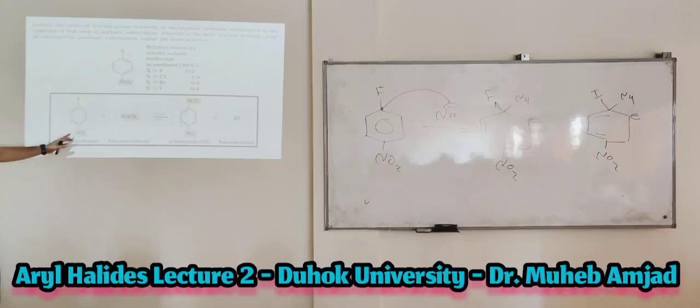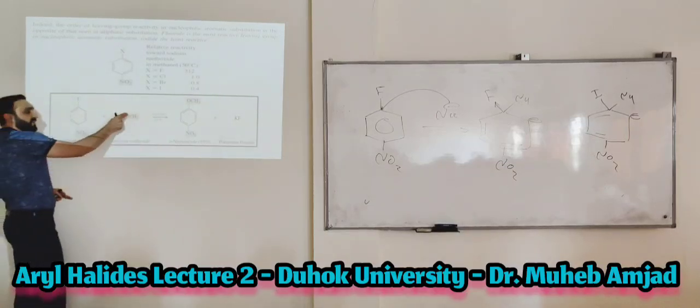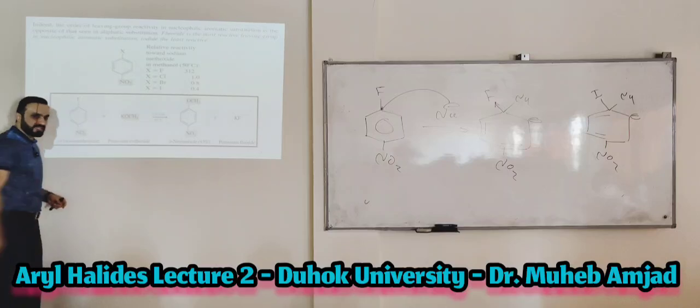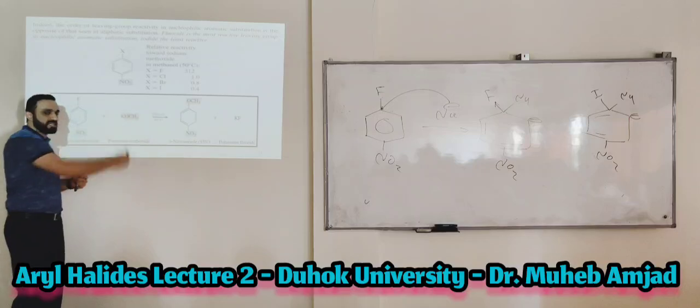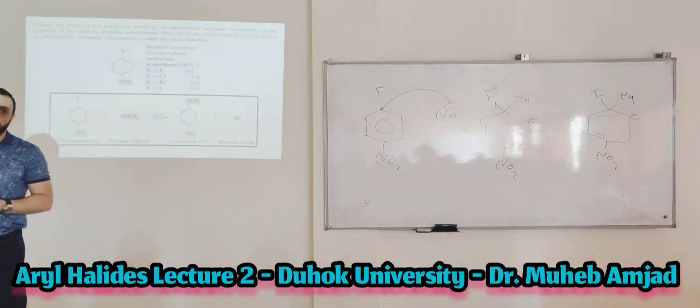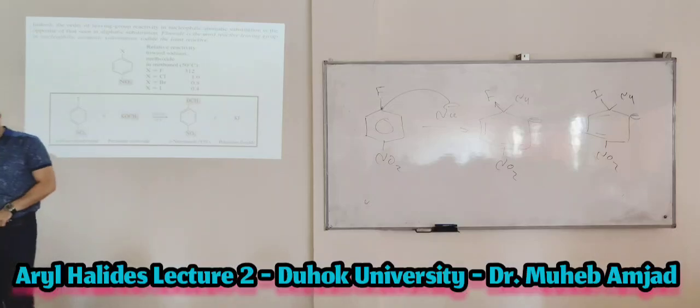So if you have a reaction like this, look, para-fluoronitrobenzene reacts with potassium methoxide. Potassium methoxide is a base or an acid? As you see, it is a base, a very strong base, because it is negatively charged. So the reaction will happen and give you the product.